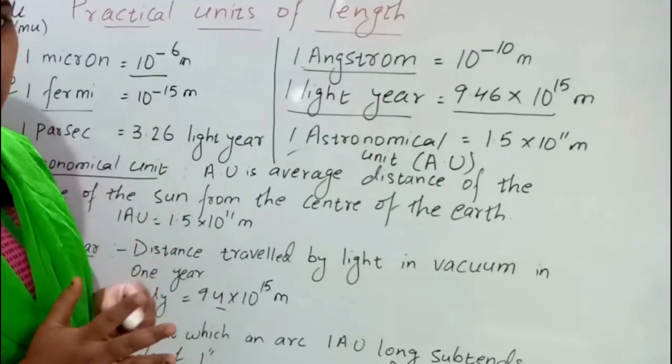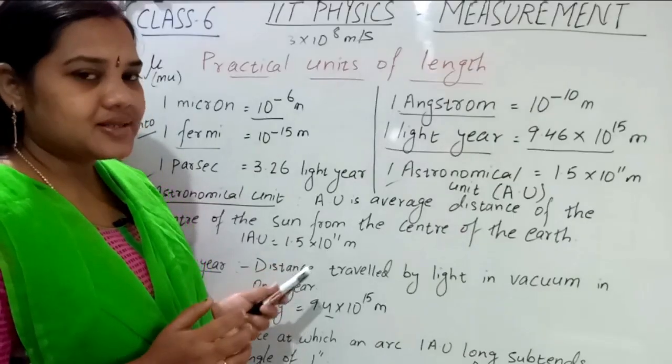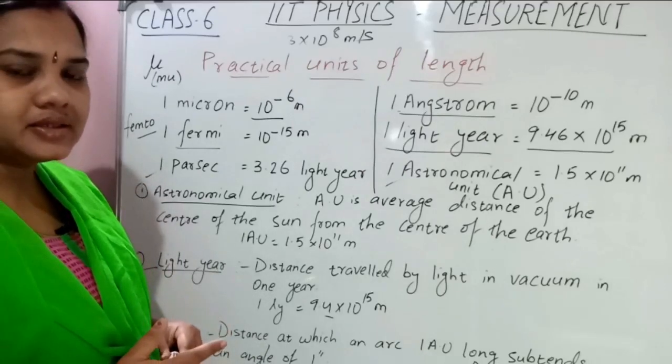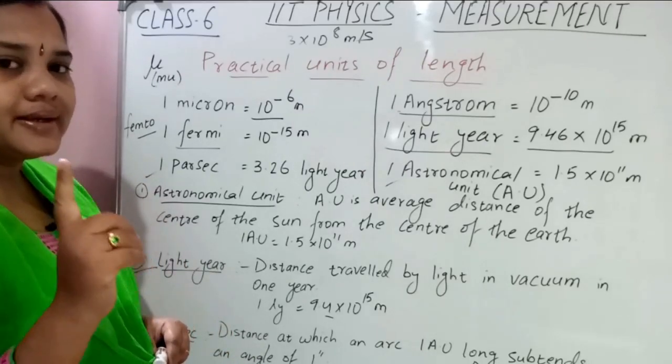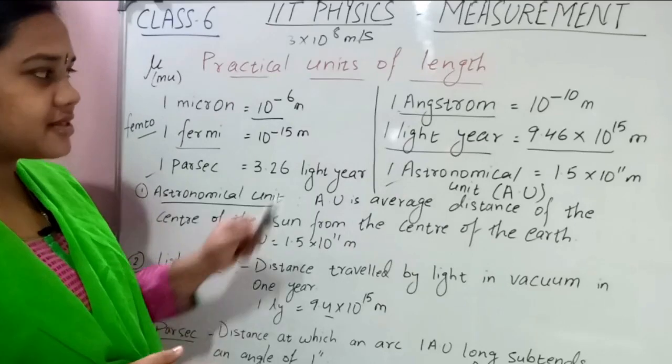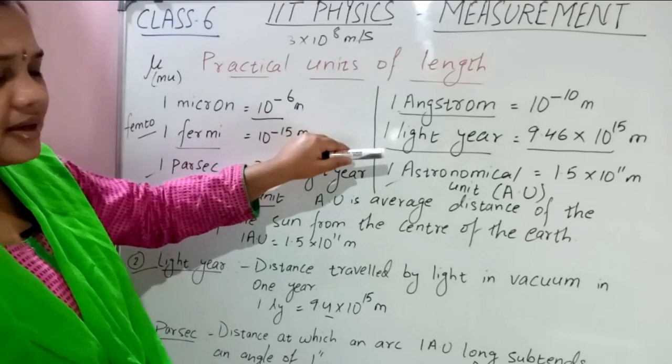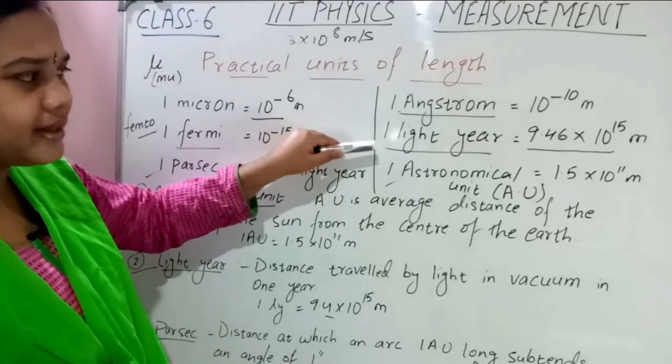It's a big unit of measurement. What is this? It's the distance traveled by light in 1 year in a vacuum. Okay, distance traveled by light. That's very easy to understand. Light year: distance traveled by light in 1 year in vacuum.